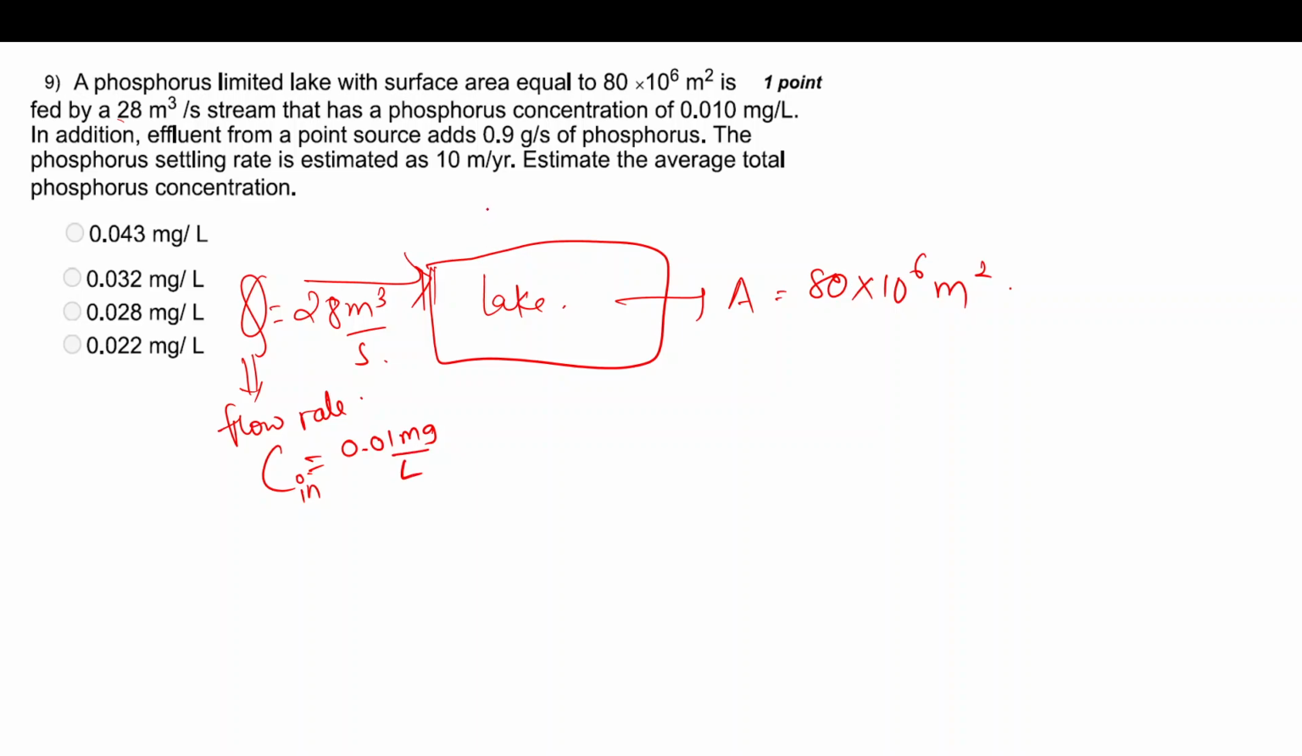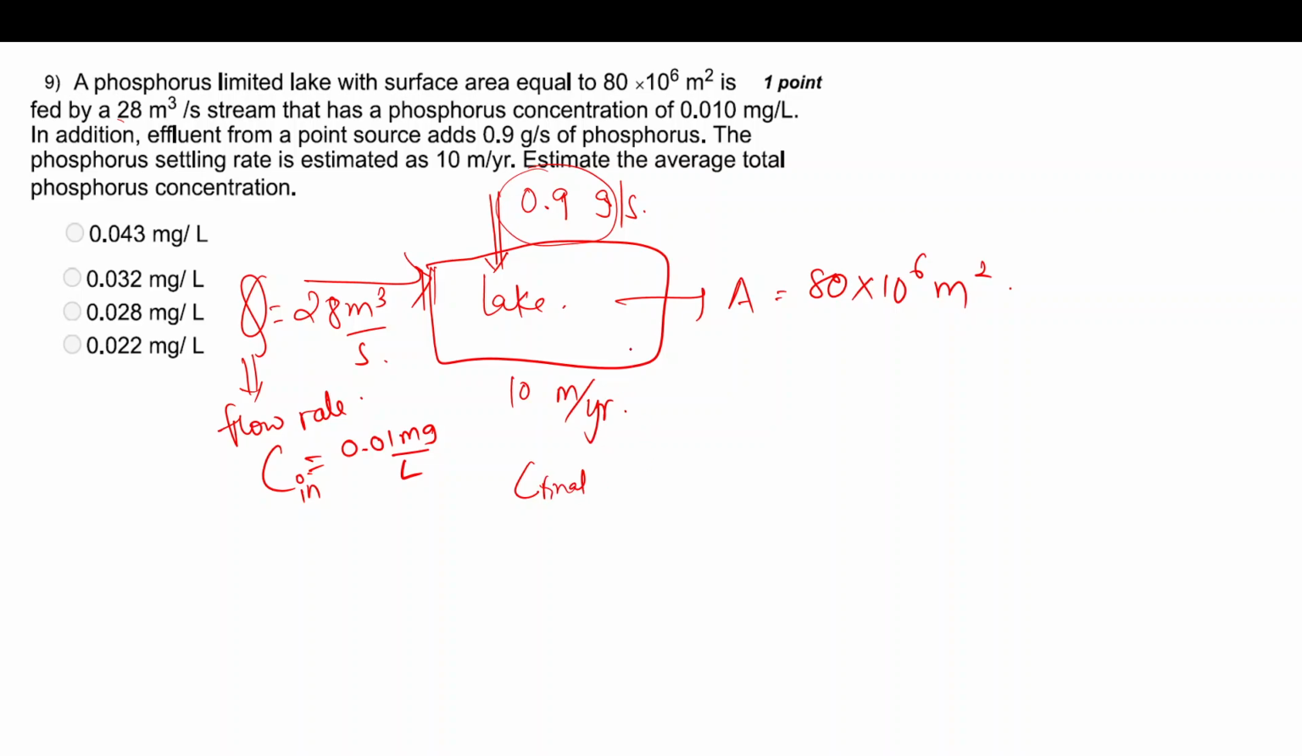Now there is a point source which adds phosphorus to it at a rate of 0.9 gram per second, and the settling rate here means phosphorus is getting accumulated in the lake at a rate of 10 meter per year. So you need to find out the average concentration. Since you are adding phosphorus externally through these two streams, at equilibrium what will be the average concentration of phosphorus, C final or C out.